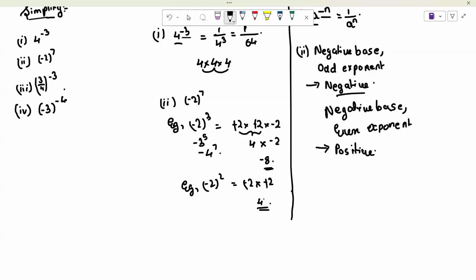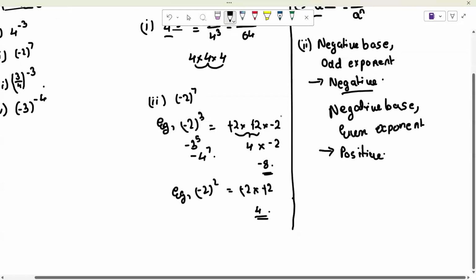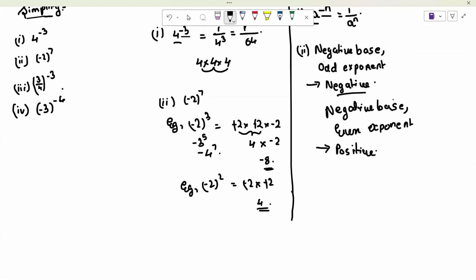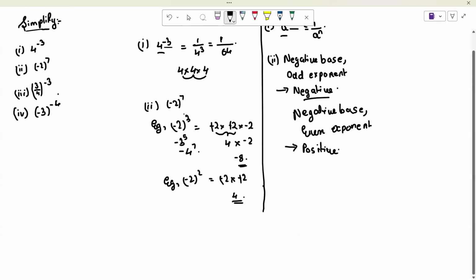So this is a very nice logic that will save you a lot of time without unnecessary calculations. The logic is that whenever you have a negative base and odd exponent, the answer will be negative. Your solution will be negative. And if you have a negative base and even exponent, your solution will be positive.